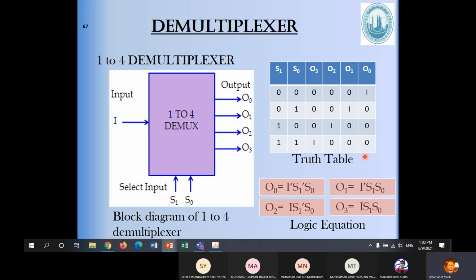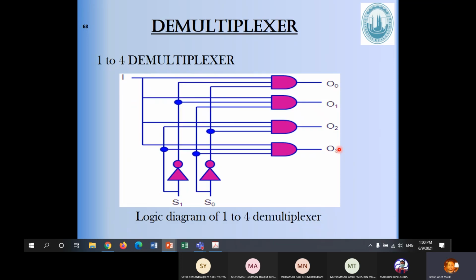Okay. So sama je, lebih kurang macam marks tadi. Kita draw dia punya block diagram, then obtain the truth table. From truth table kita dapat kita punya logic equation. And then the circuits kena tambah lah.